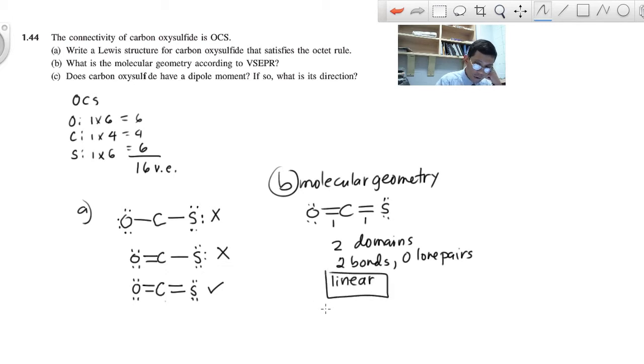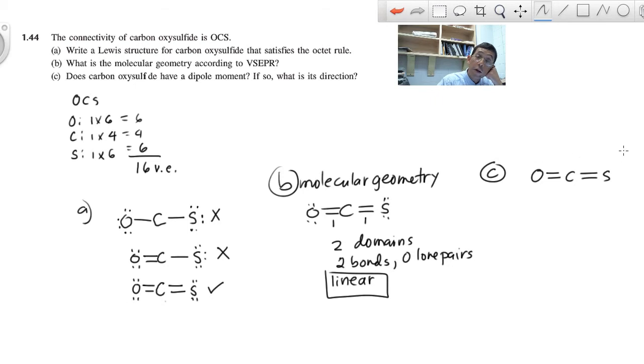Okay, let's do question C. Does carbon oxysulfide have a dipole moment? Okay, a dipole moment exists if one section is more negative and one section is more positive. So oxygen, double bond carbon, double bond sulfur.